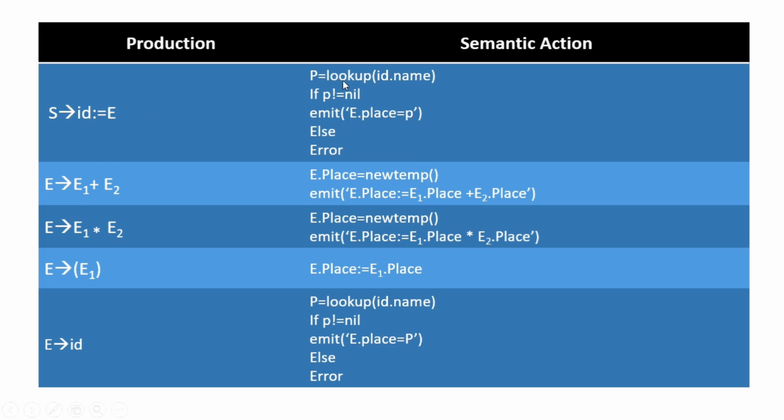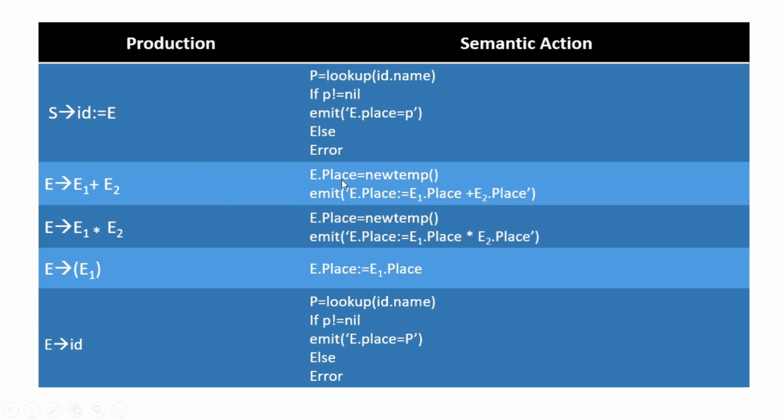Now we try to make a lookup. Lookup is a procedure which searches for an element or a variable inside the symbol table. If the element is found in the symbol table, then p value will not be equal to null. If p value is not equal to null, then we will transfer the value of the element to e dot place. Else, it will result in an error message. The next production is e tends to e1 plus e2.